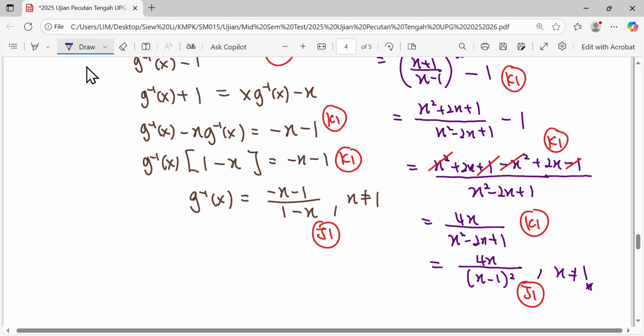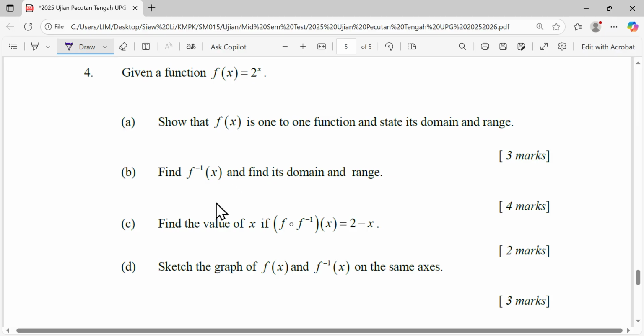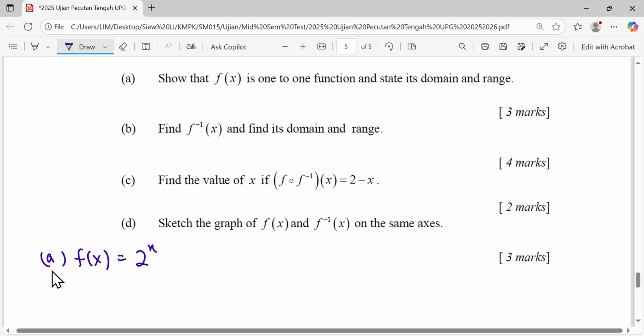So we will continue for the last question, which is question 4. Given here, our function is an exponential function where the base is 2. Or we call it indices. The first one, A: show this one is a one-to-one function and state its domain and range.